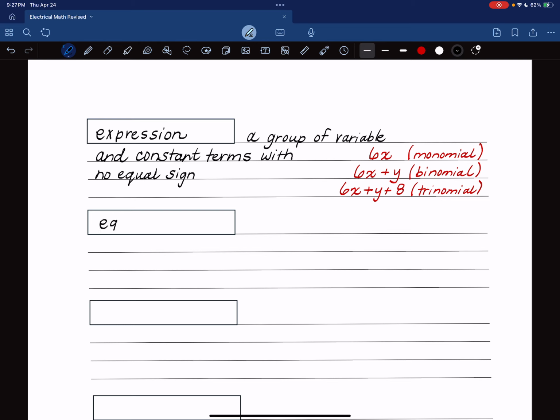An equation, on the other hand, shows two equal expressions. Or really, you could have more than 2. But at least 2 equal expressions joined by an equal sign.